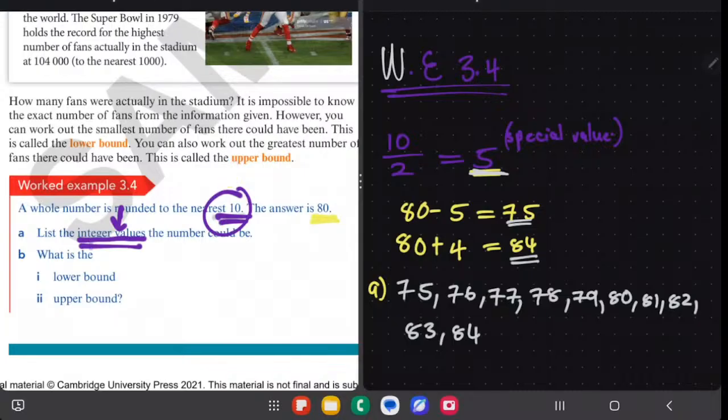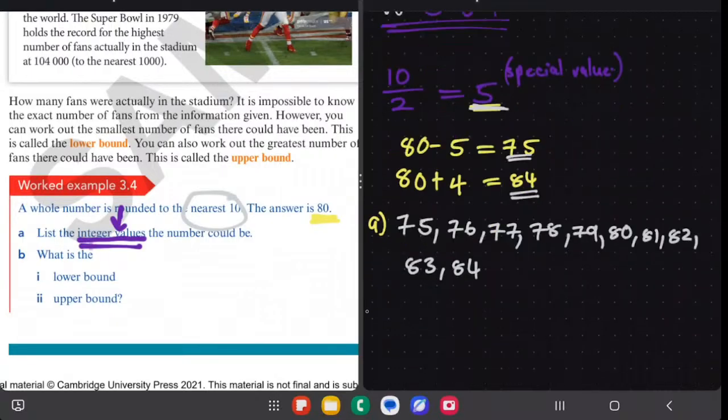But how do you get them? There is a secret. You take the nearest, you divide it by 2 so that you get the special value. Once you have the special value, you subtract it from 80 and you add it to 80. But when you add it, remember to remove 1.